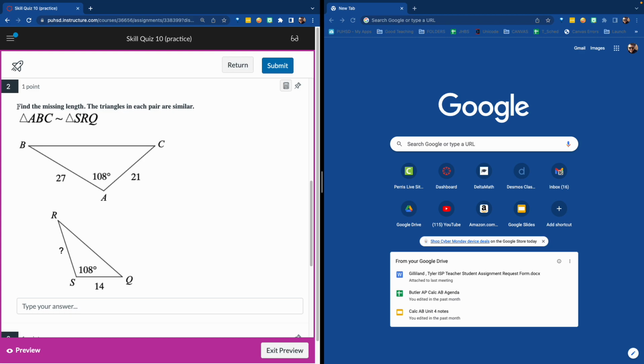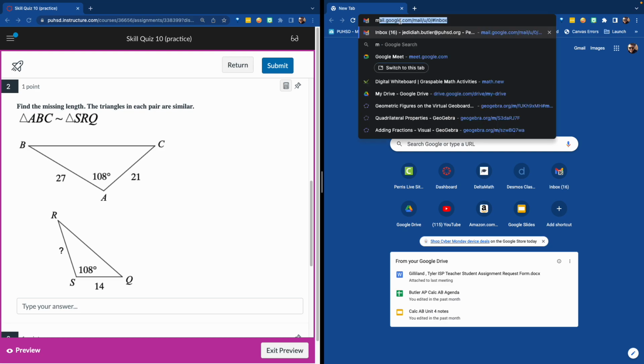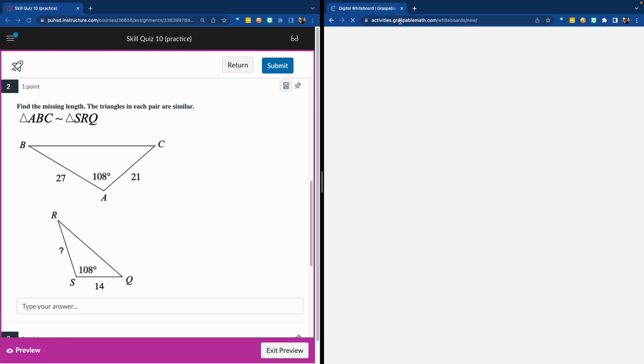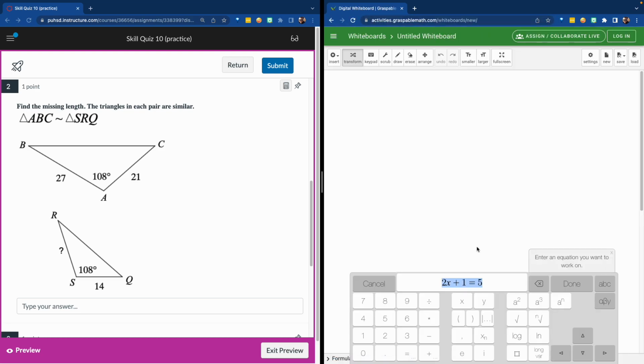Now for the next one, it says find the missing length. The triangles in each pair are similar. Over here we are going to use Graspable Math or some kind of equation setup to work our way through solving. I notice that this 108 is in the middle, and I have a short side and a long side. On the short side for the smaller triangle, I have 14. The long side for the smaller triangle, I have a question mark, or we could call it X. And then similarly, I have a 21 and a 27.